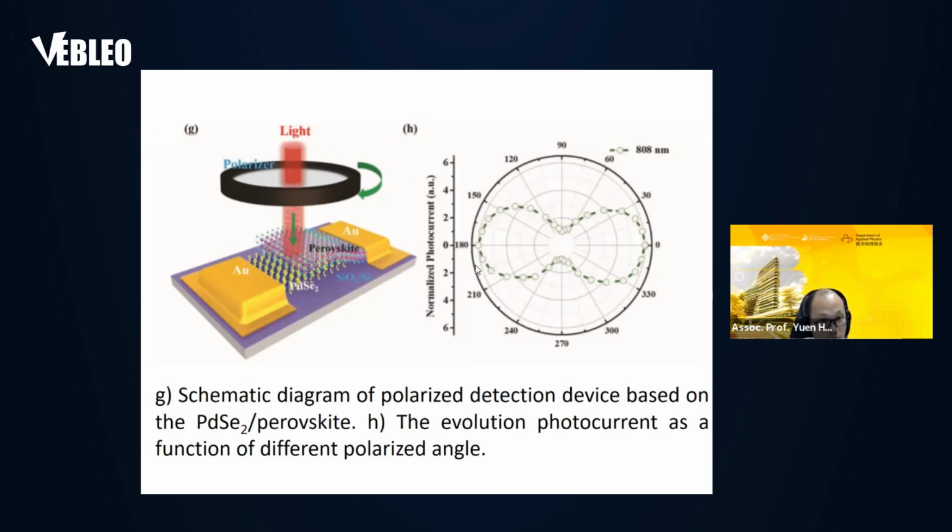So here is our result, as you can see from figure H. What's going on is we tune from 0 degree to 360 degree, one round turn. You find that the photocurrent is actually changing with the polarization direction. Obviously you see that in this direction is the maximum, and at 90 degree this direction is the minimum. So you confirm the polarization sensitivity of our material.